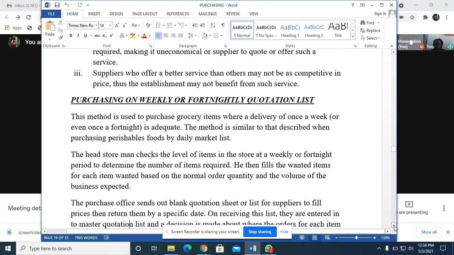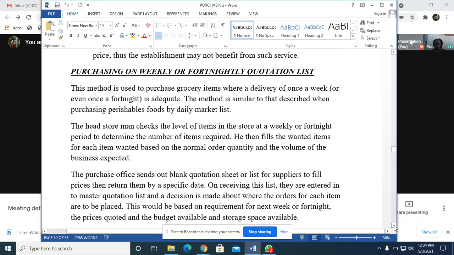So next we are going to look at the purchasing on weekly or fortnightly quotation list. This is usually almost the same as the daily market list. With this, the market list is usually done after a week or after a fortnight, that means after 2 weeks. So this method is used to purchase grocery items where a delivery of once a week or once a fortnight is adequate.